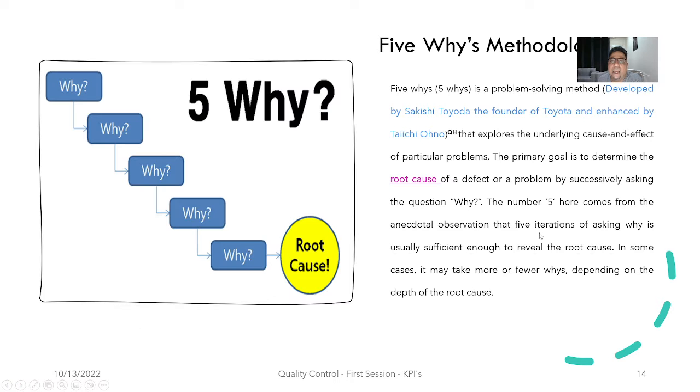The five whys is a problem-solving method that explores the underlying cause and effect of particular problems. When we have a particular problem, we use one of the problem-solving approaches or methods that we have. As we all know, the 5 why method is the most important tool we can use to identify and define our problem, and to keep asking until we reach the specific root cause which is creating the problem in the first place.